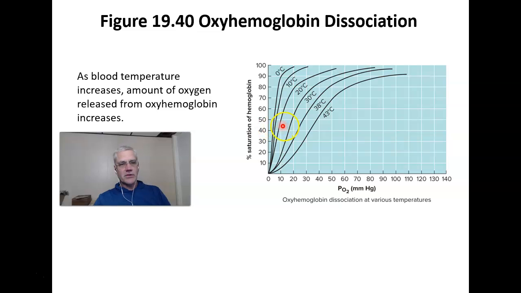As you shift the curve to the right, you are allowing hemoglobin to let go of oxygen more easily. So it's called a right shift again. As it goes to the right, hemoglobin lets go of oxygen more easily. If it goes to the left, hemoglobin hangs on to oxygen a little bit more firmly.